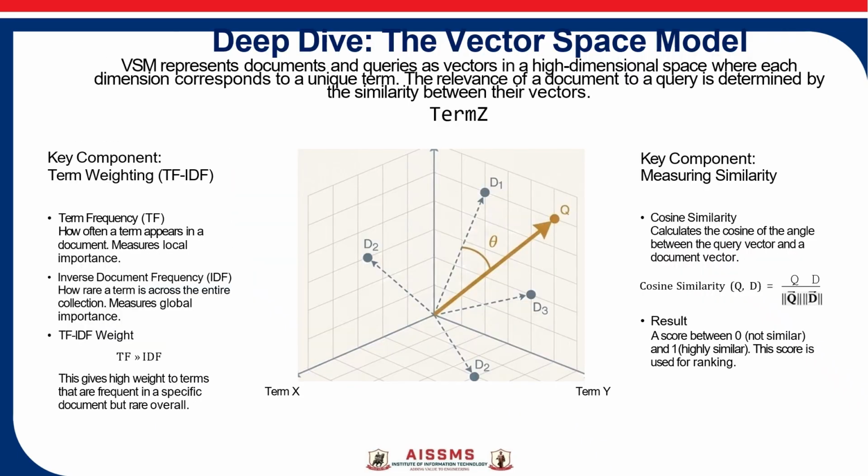Now we will deep dive into the vector space model. In the vector space model, queries and documents are represented as vectors in a high dimensional space. The system calculates cosine similarity, measuring the angle between these vectors to find a match. This relies on TF-IDF weighing, which balances how often a term appears in a document, that is term frequency, against how rare it is across the whole collection, that is inverse document frequency.